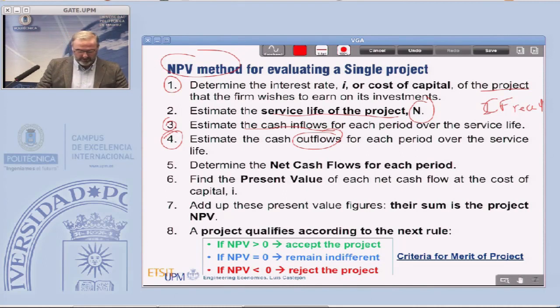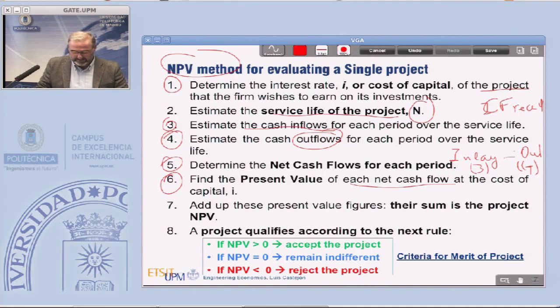What we will do in the 5th step is to determine the net cash flows for each period. As you know, the net cash flows will be the inflows minus the outflows, so what we have got in the 3rd step and in the 4th step. As we have the net cash flow, we can proceed to the 6th step, which is to find the present value of each net cash flow.